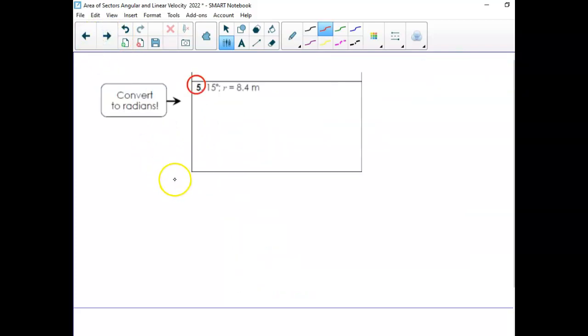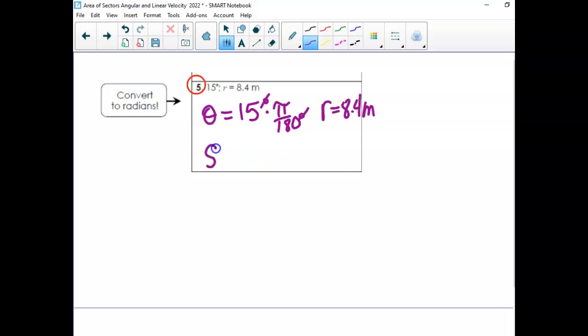I'm going to skip down to number 5. What's different is that it is given in degrees. So this time theta is 15 degrees, but I can't have degrees. So I'm going to multiply by pi over 180 to change the degrees into radians. I'm not going to bother to reduce that because I'm just going to plug it into a formula anyway. You can if you want, but I'm not. And R was 8.4 meters. So S equals R times theta, or 8.4 times 15 pi over 180.